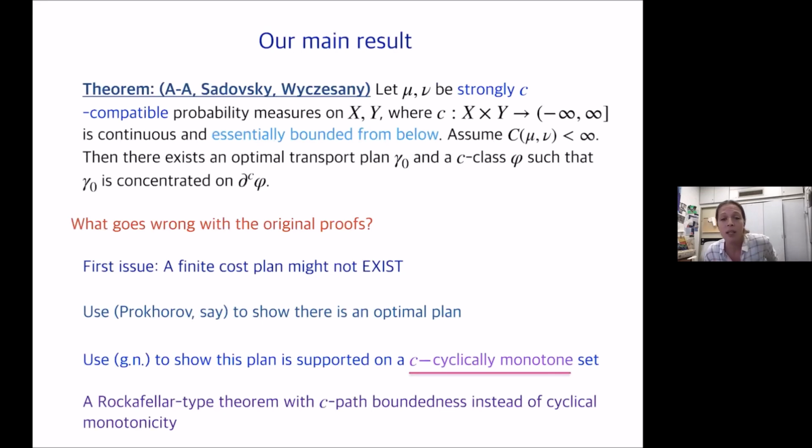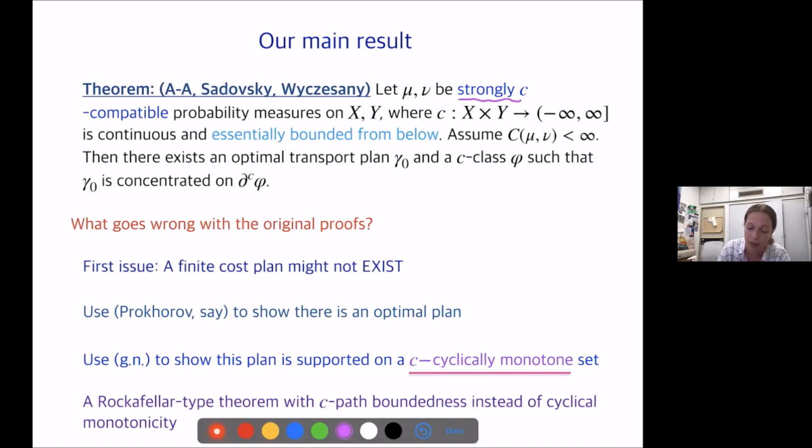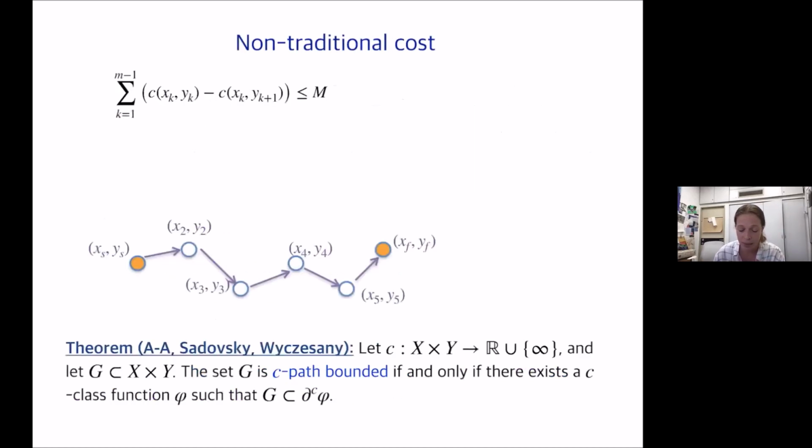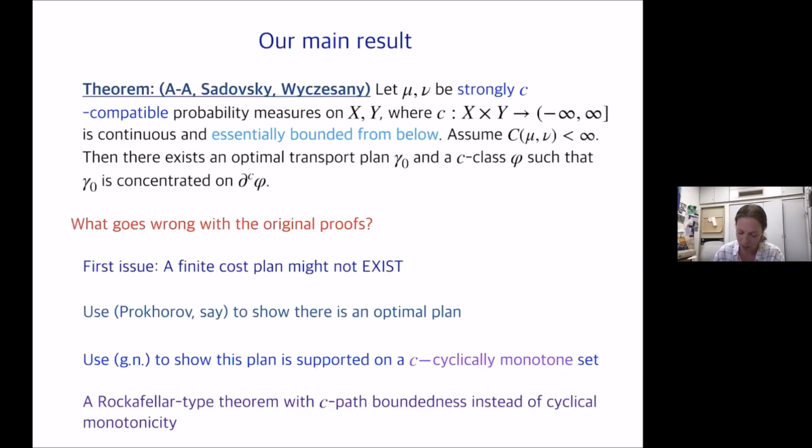So sometimes your optimal plan will not have a potential. This actually sometimes happens. So now we have to understand what properties on the pair of measures imply that the optimal plan is supported on a Cpath bounded set. And this is the strongly C-compatible property, the property that I said here that we have to discuss a little bit more.